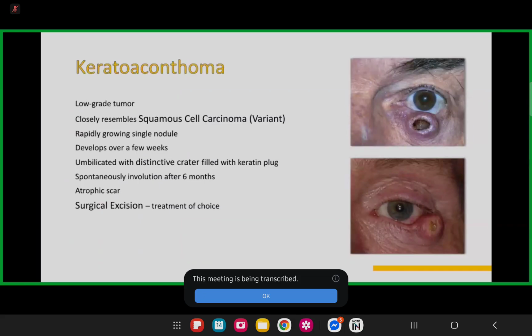A volcano-like or crater-like lesion is known as your keratoacanthoma. This is a low-grade tumor which closely resembles a squamous cell carcinoma. This is a rapidly growing single nodule which develops over a few weeks. It's umbilicated with a distinctive crater filled with keratin plug. There's spontaneous involution after 6 months, and it will leave an atrophic scar. Surgical excision is your treatment of choice.